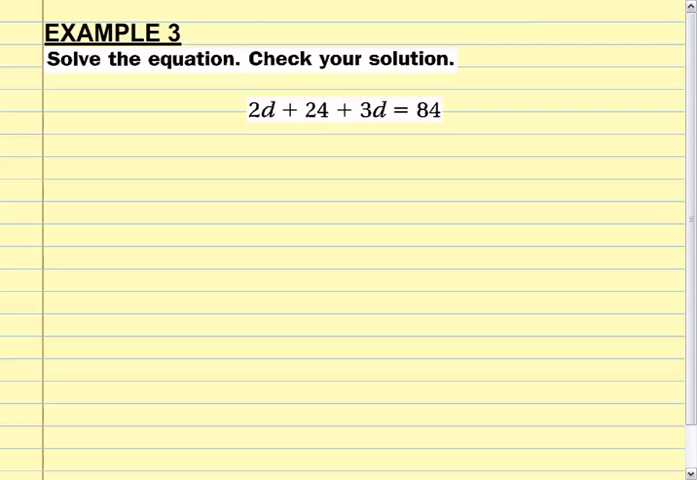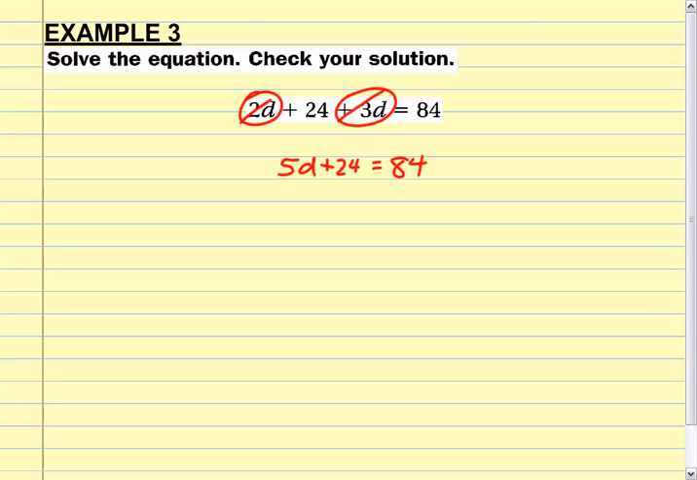Example number 3, it says solve the equation, check your solution. All right, what do we always do before we solve? You simplify. So tell me, what should I do first here? You should simplify 2D plus 3D. What do I get? 5D. And you said plus 24. I just bring that down, is equal to 84.